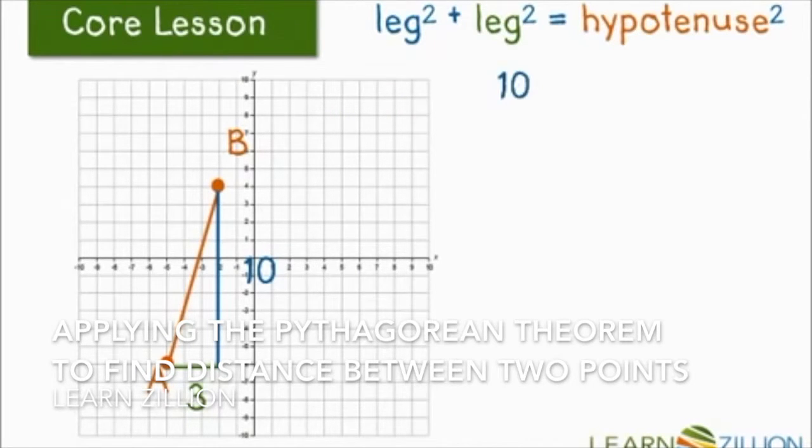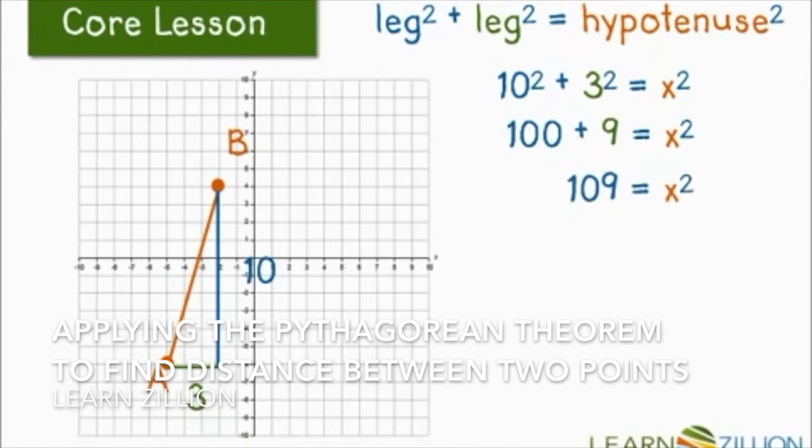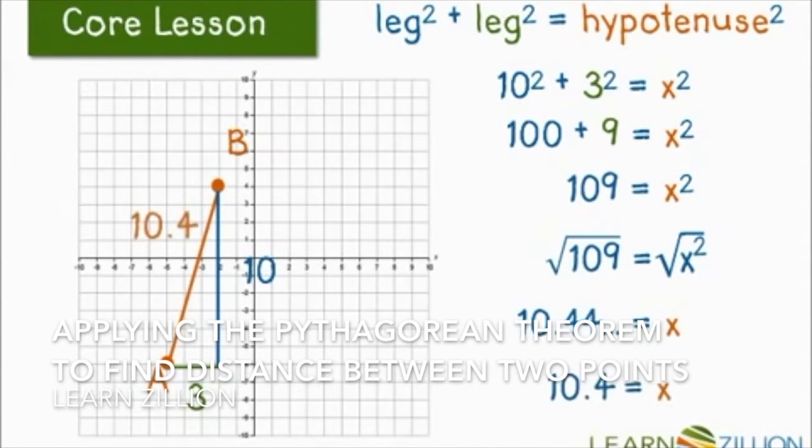So I write the Pythagorean theorem. 10 squared plus 3 squared equals x squared. 100 plus 9 equals x squared. 109 equals x squared. Take the square root of each side, and I get x equals 10.4 for my final answer after rounding.